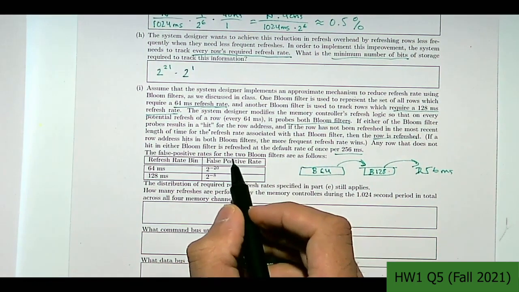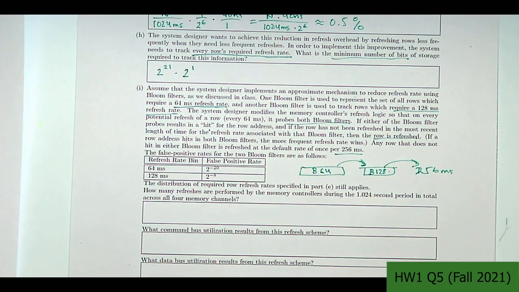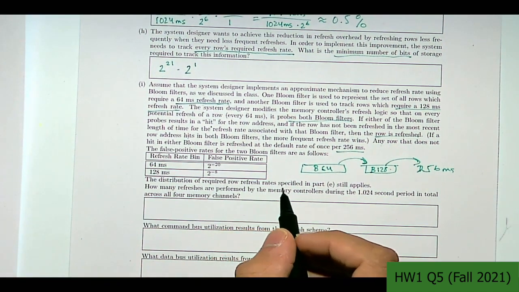So here we're provided with the false positive rates for the two Bloom filters, right? The false positive rate is essentially, if we query the Bloom filter with a particular address, the probability that it will tell us that it's in that bin, even though it's not, right? And we're saying that the distribution of row refreshes specified in part E still applies.